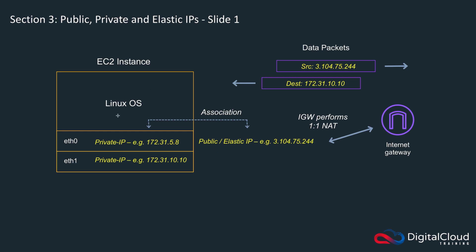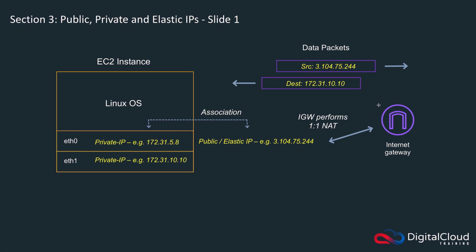The Linux operating system doesn't know anything about this address. All it knows is this address. However, AWS maps this address to this one, and that's actually performed over the Internet Gateway. So the Internet Gateway performs one-to-one network address translation.